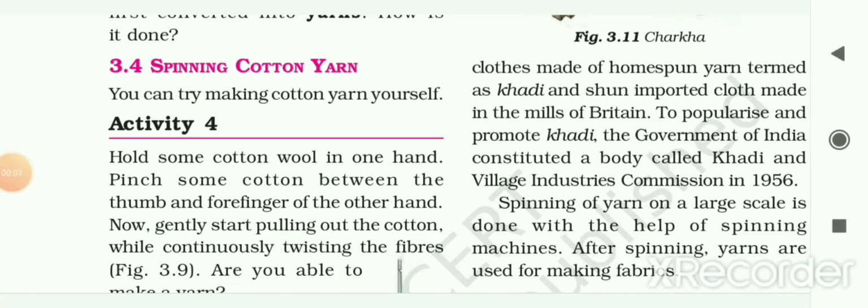Hello students, today we are going to study the remaining part of chapter 3. The name is Fiber to Fabric, class 6, subject science.